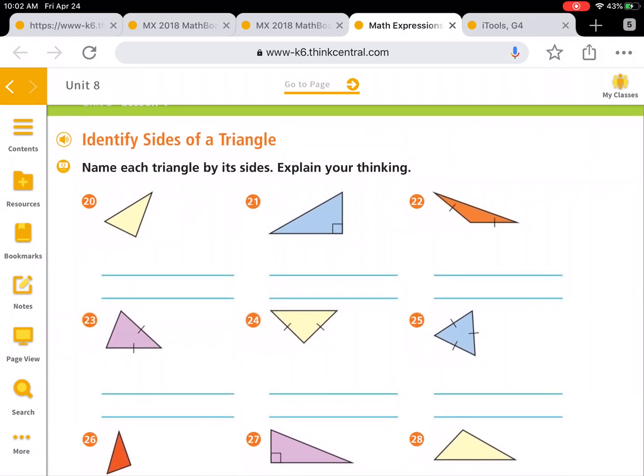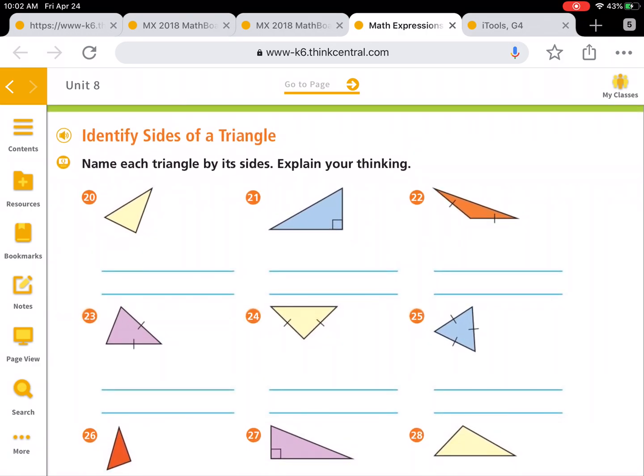Let's practice it. It's asking you to name each triangle by the sides and explain your thinking. Now you can see the tick marks on numbers 22, 23, 24, and 25. So that means something. Okay, name the triangle by its sides. Pause the video, practice.